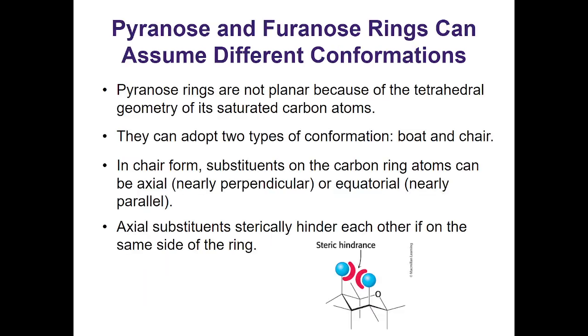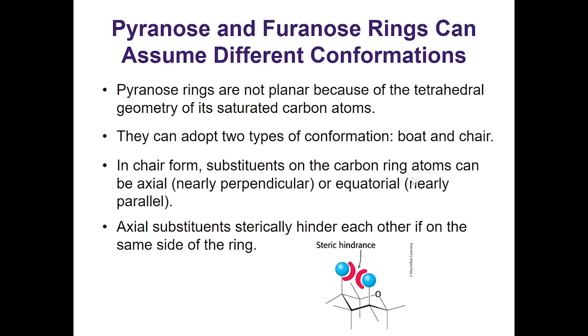Okay, so the pyranose and the furanose rings are going to assume different conformations. The pyranose rings are not planar because of the tetrahedral geometry of their saturated carbon atoms. They can adopt two types of conformation. We have the boat and chair. You may remember the 6-member rings where we talked about boats and chairs.